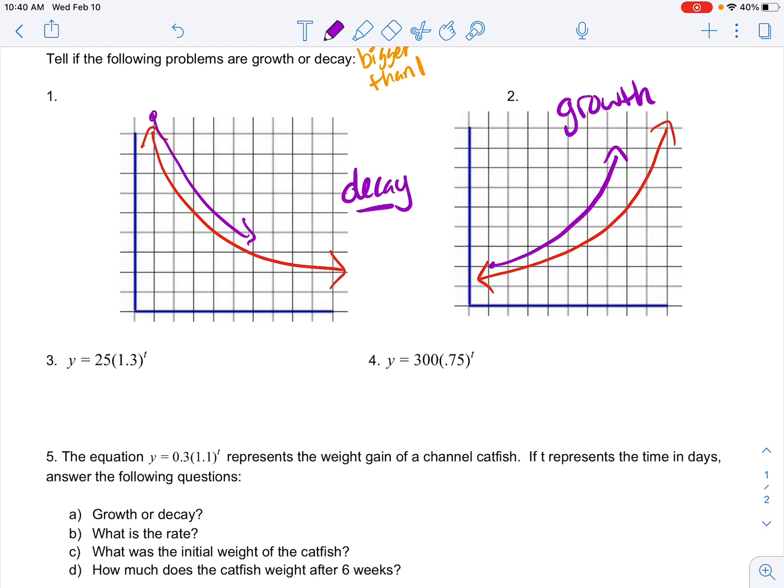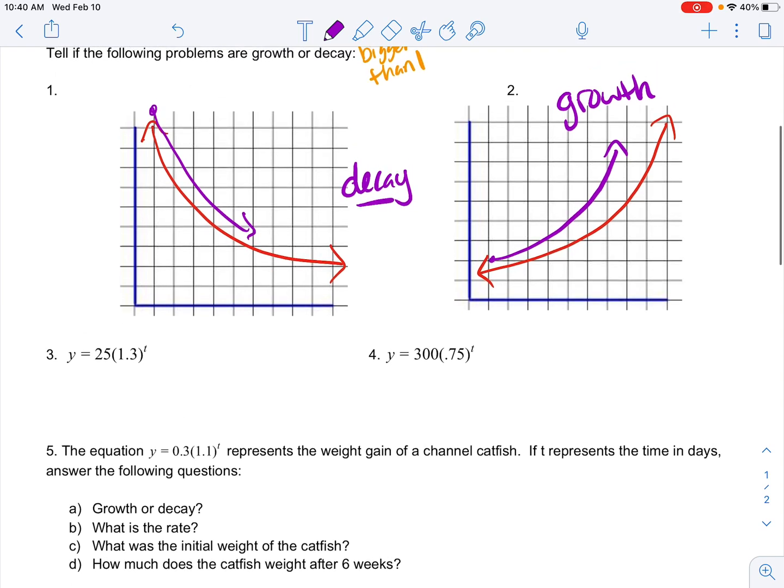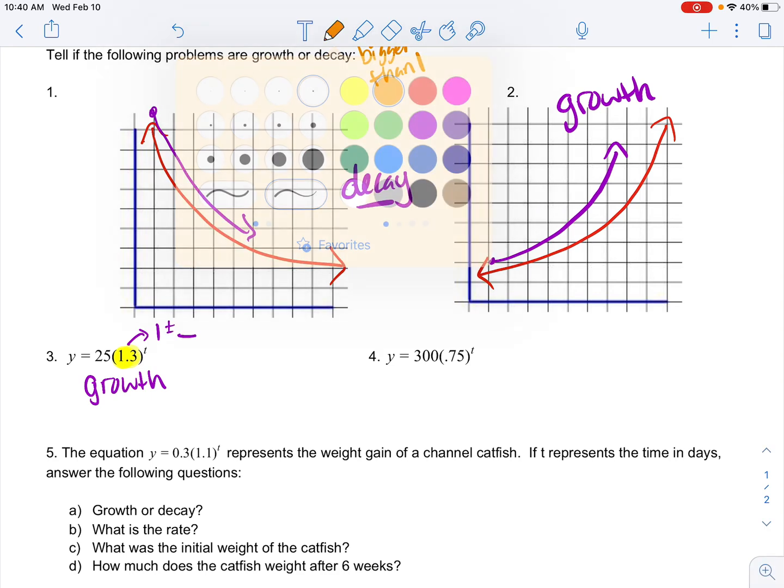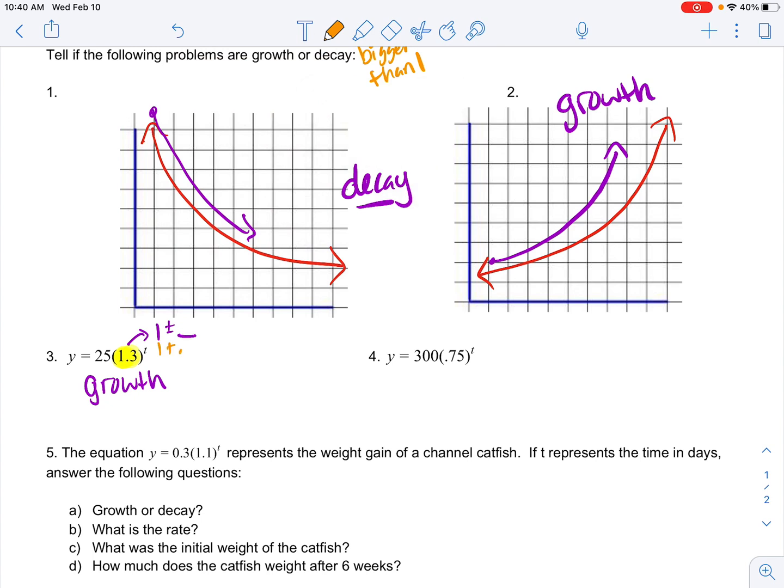Now look at number 3 and 4. Tell me if those are growth or decay. Okay, so if we're looking at growth or decay, remember we look at what's being either added or subtracted to the 1. So on number 3, 1.3 is bigger than 1, so we would be growth. Now what would be my rate? Let's talk about that for a minute. What I have highlighted should be 1 plus or minus a number. So for this one, we're taking 1 plus 0.3.